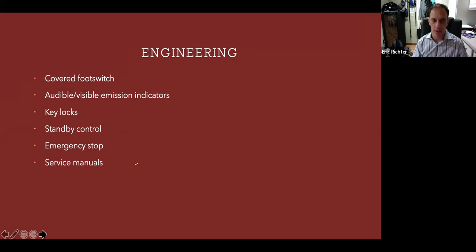So engineering, so examples of this are, you know, your covered foot switch. So the switch, it's not just an open pedal, you notice the foot switch is covered and that's a safety measure. Audible indicators. When your laser is firing, typically it'll make a noise. That way you know it's firing. Okay, so there's no inadvertent. If you hit the pedal by mistake, you'll hear a noise and that'll alert you. Key locks. All lasers have your keys locked so it's not inadvertently used. You have your standby control. So when you're ready to basket, you put the laser on standby. And then all lasers have an emergency stop. And then another example is actually the service manual is considered an engineering control.